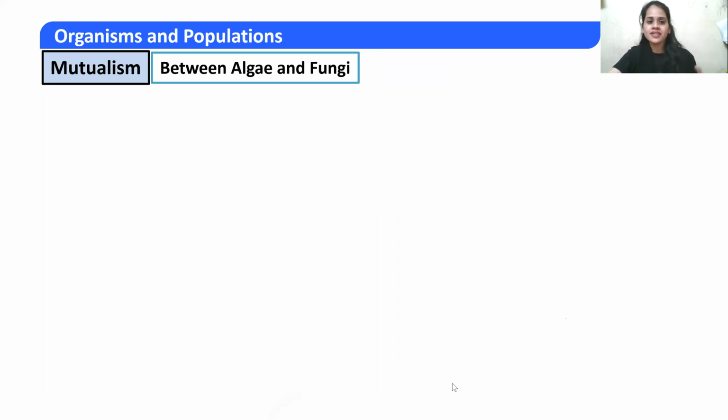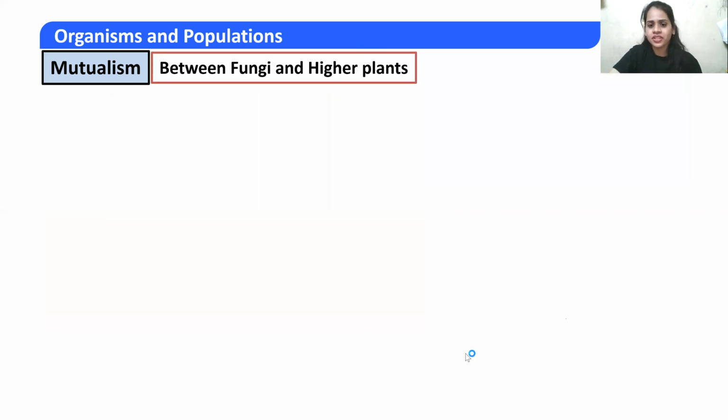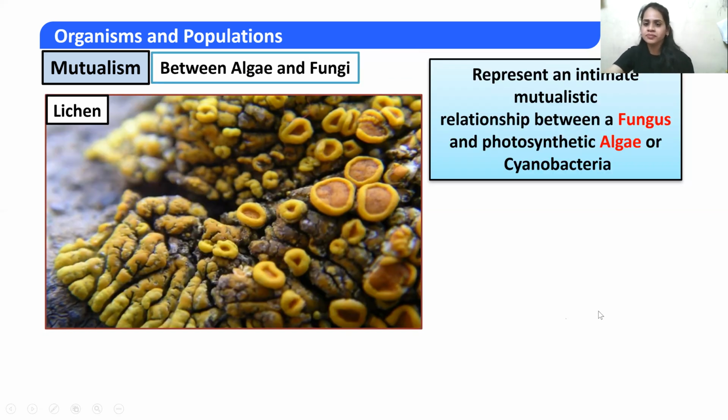Another example is between algae and fungi. So here it represents a mutualistic relationship between a fungus and photosynthetic algae or cyanobacteria. So here, what is happening here is that there is a symbiotic relationship between the algae and a fungus, okay, and both of them are going to get benefit.